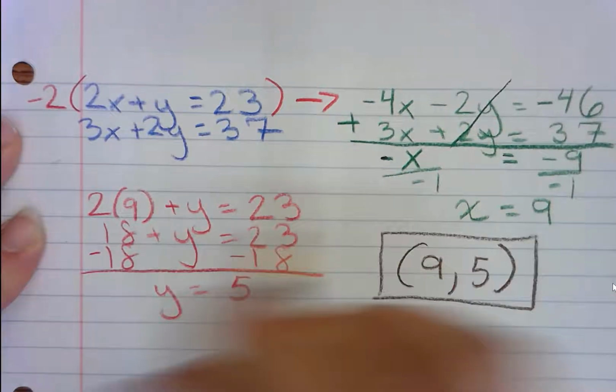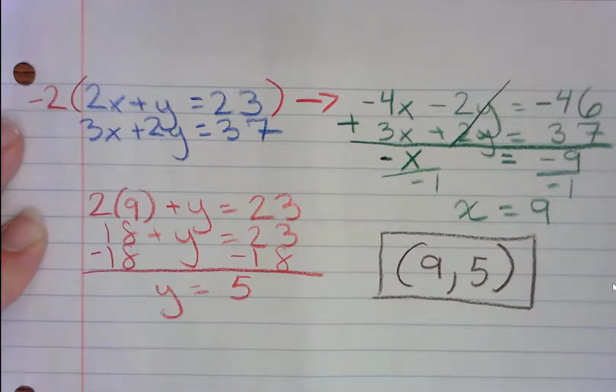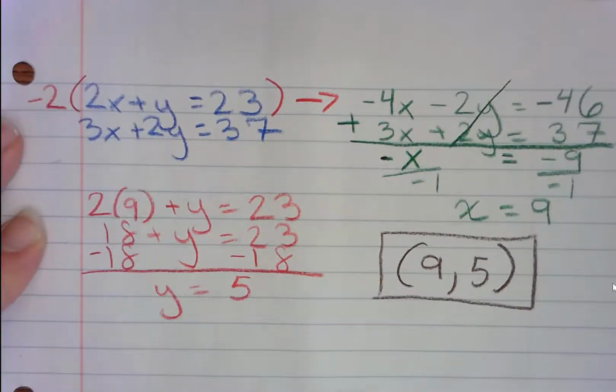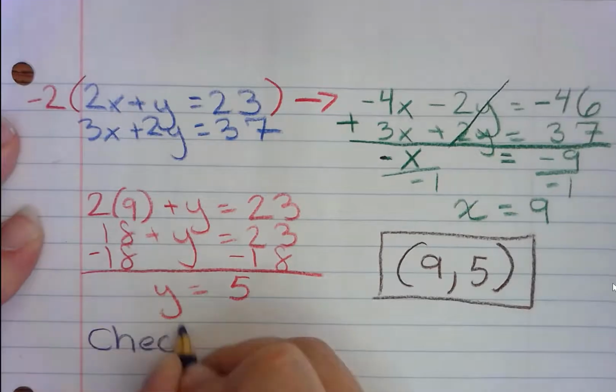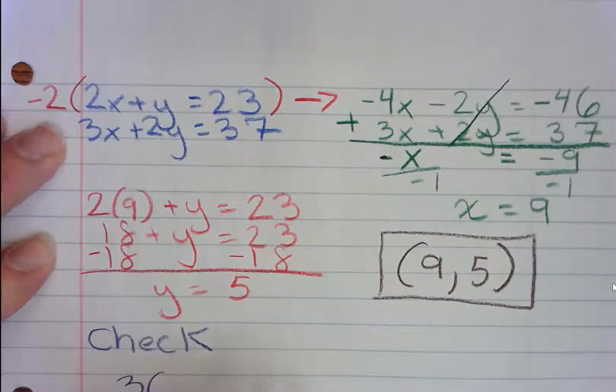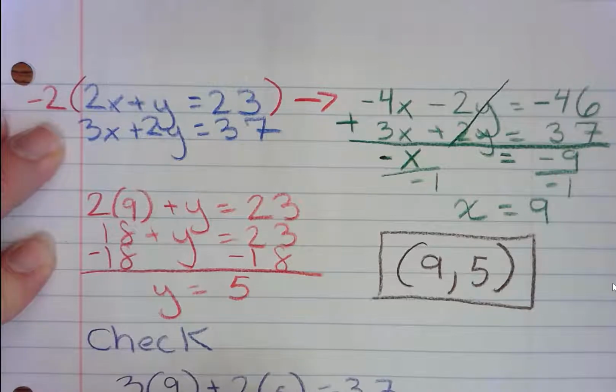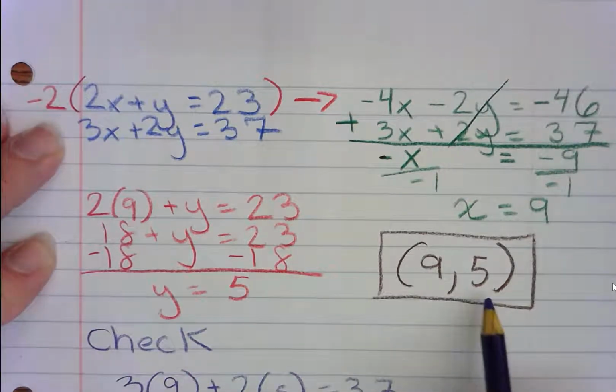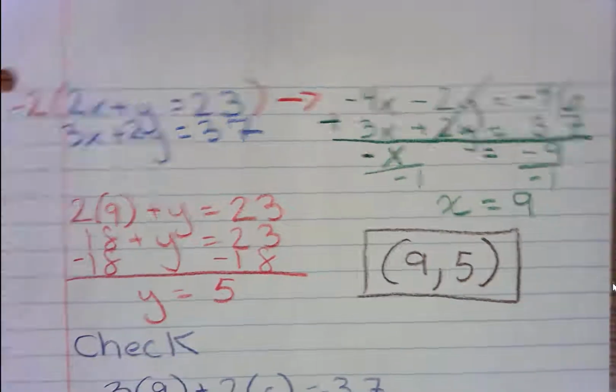And of course, we always want to make sure that we check our work. So I'm going to plug it back into the second equation. So 3 times 9 plus 2 times 5 should equal 37. And 27 plus 10 is 37, so we know we solved the system correctly. So (9, 5) is the solution to this system. So that's our first example.